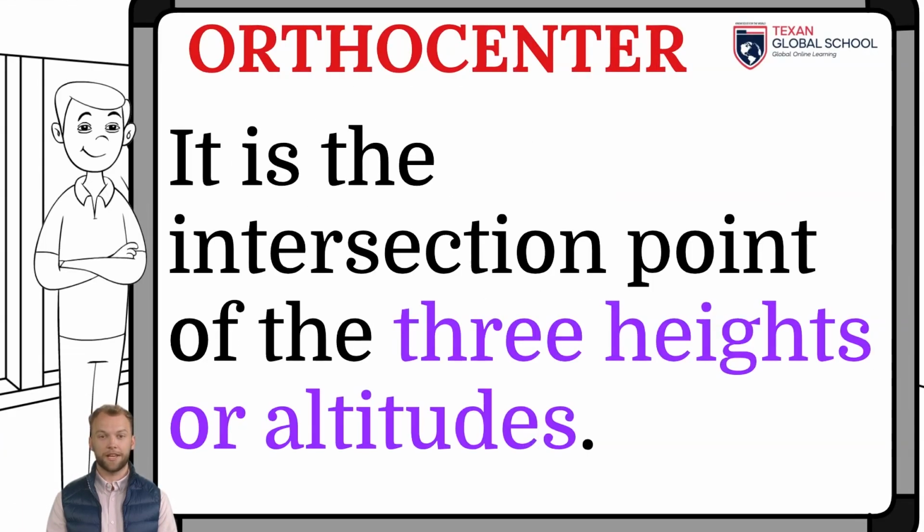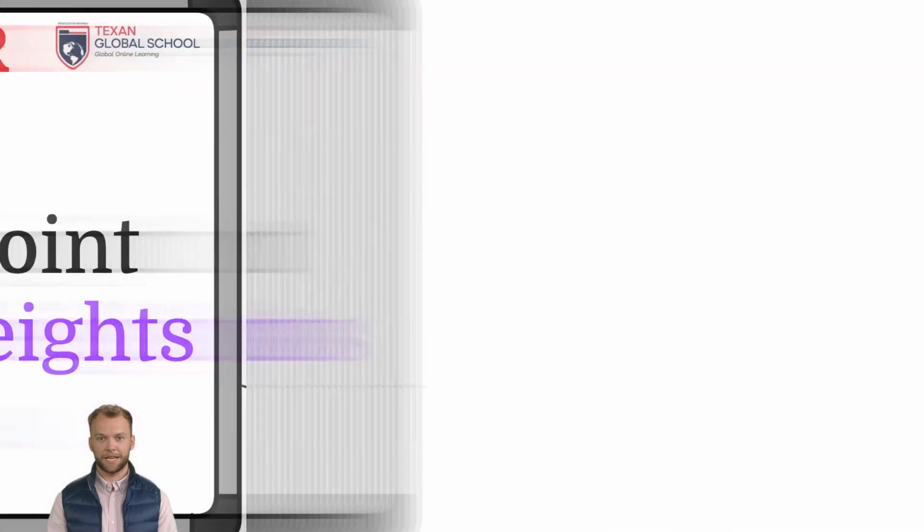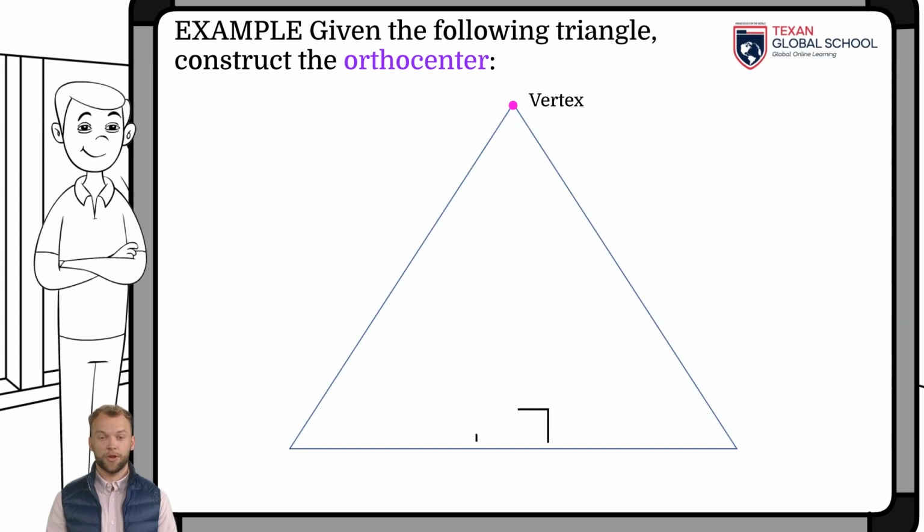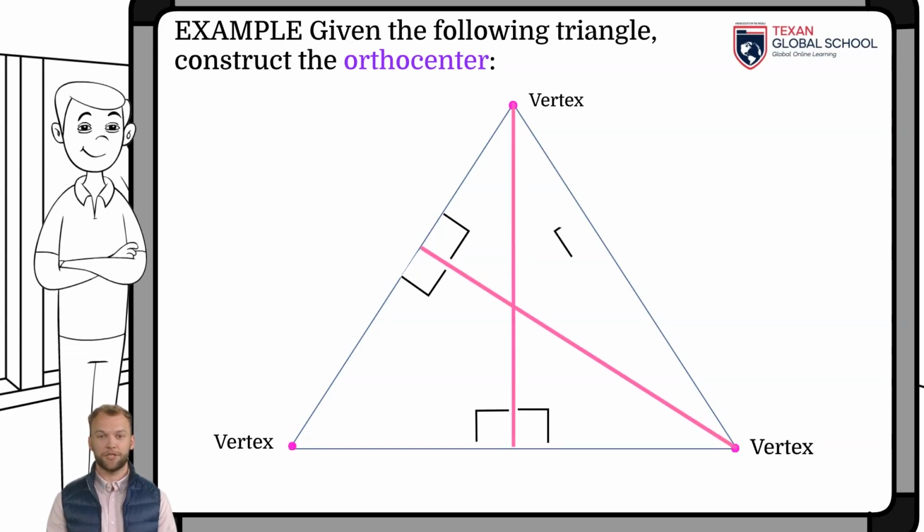Now, drawing the three altitudes of any triangle results in an intersection point called the orthocenter. Using the first example, we will draw the three altitudes from each of the vertices to their opposite sides. The intersection of the three altitudes is the orthocenter.